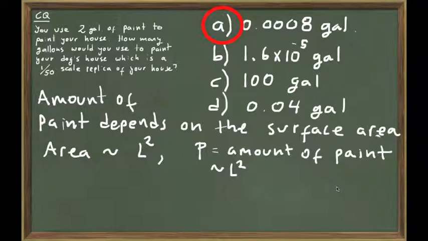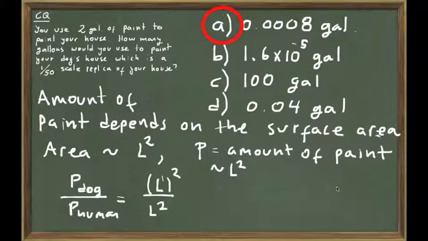So that means that the amount of paint required to paint these houses of different sizes but identical proportions would be proportional to the linear dimension of the house to the second power. So if you take a ratio between the amount of paint that you need to paint the dog's house divided by the amount of paint that you need to paint the human house, that ratio of those amounts of paint will be equal to the ratio between a linear dimension. You have to pick the same linear dimension, of course. You could measure the size of the doors, for example, of the real house and the dog house, and that would be your ratio between L prime and L. Whatever linear dimensions you choose, you take the ratio of those and you square it, right?